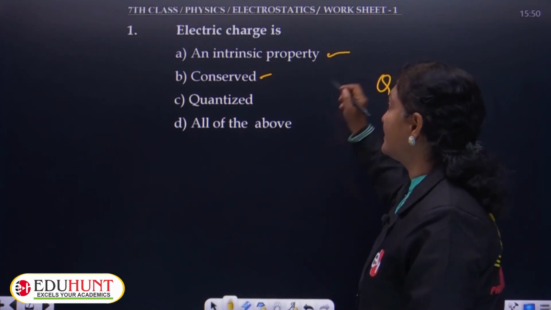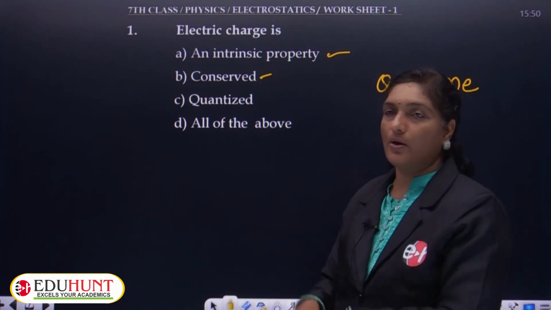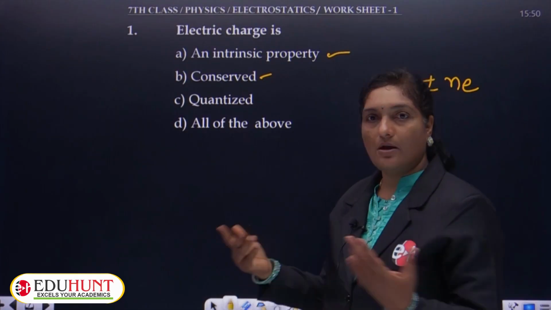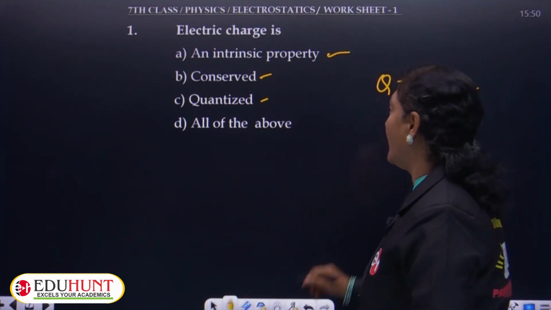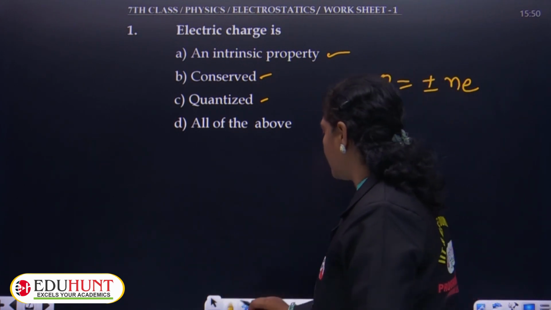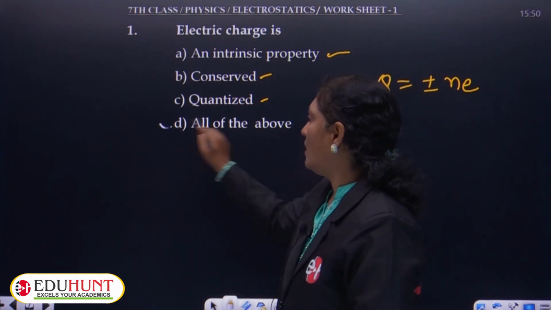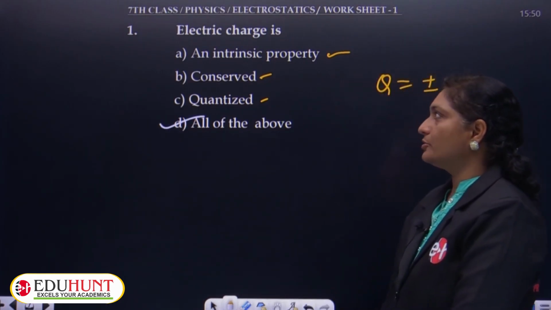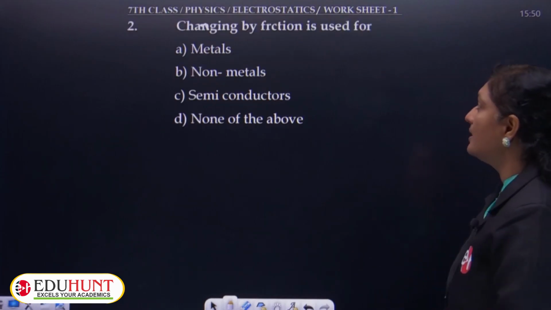So electric charge is an intrinsic property that comes within the body, conserved from the law of conservation of charge, and also quantized. Hence, all the statements are true. So, clearly, all of the above statements are true. Okay, now moving to the next question.